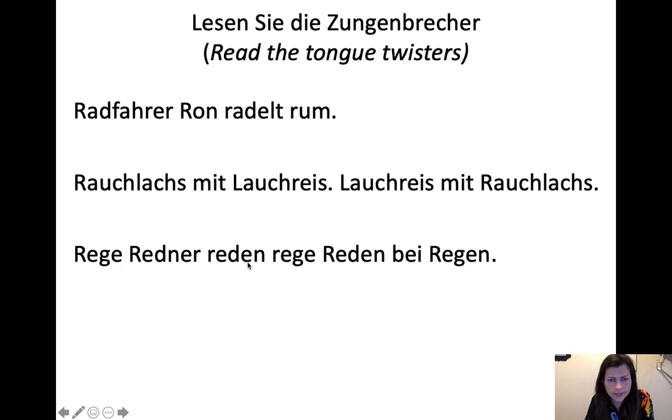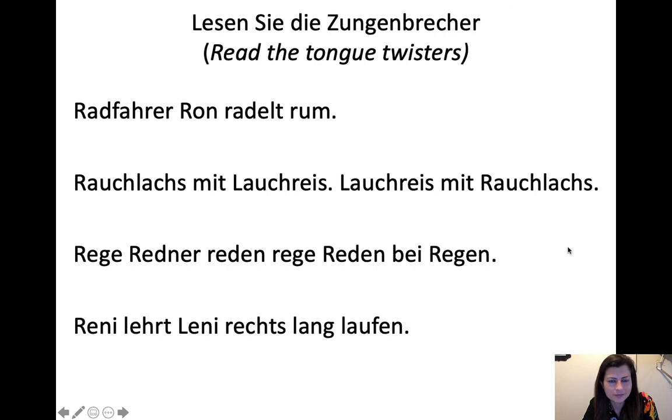Rege, Redner, Regen. Oh, no, I already messed it up. Here we go. That's why it's a tongue twister. Rege, Redner, reden, Rege, reden bei Regen. This means energetic speakers give speeches in the rain. Yeah. Okay. So, Reni lehrt Leni rechts lang laufen.